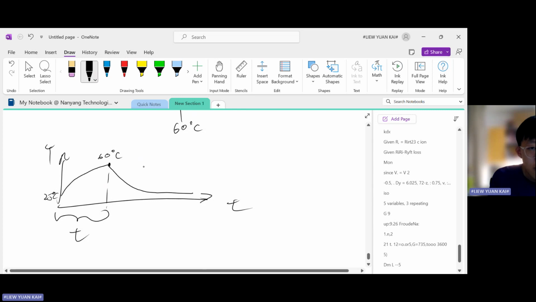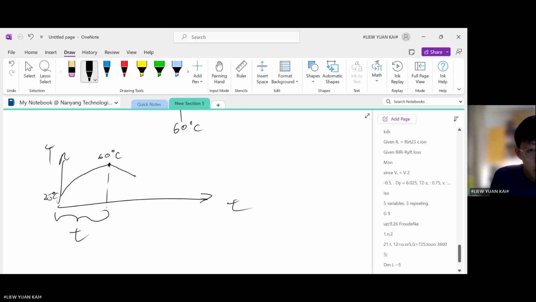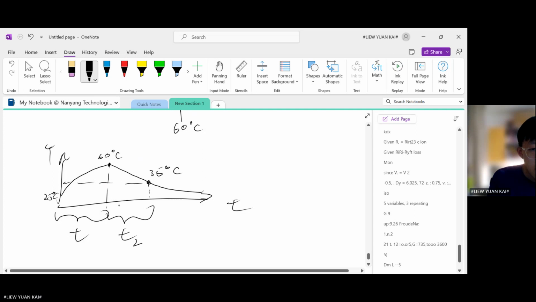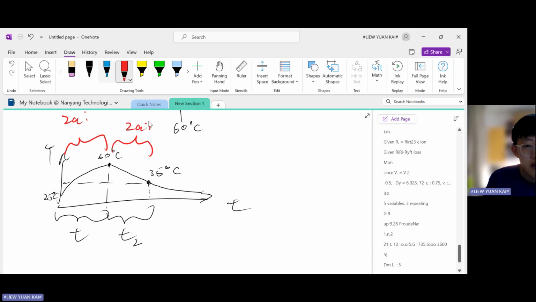And then we're asking for, let me draw this graph better. So we're asking for the time when this becomes 35 degrees Celsius. Okay, so we're asking for this time now, time 2. So how long is this duration? So this is part 2a part 1, and now we are looking for 2a part 2. How long does it take for the bowl to reach from 60 degrees Celsius to 35 degrees Celsius?